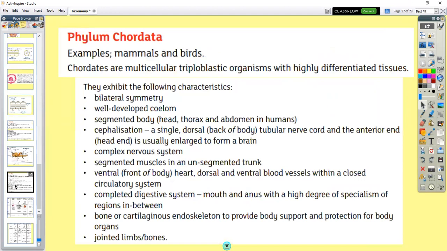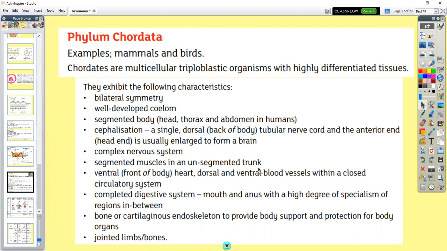Okay, final phylum to look at is the chordates, which are essentially things with a backbone. So looking at mammals and birds, again, they show bilateral symmetry, a well-developed coelom, which allows room for digestive systems, nervous systems, etc. They have a large brain and spinal cord. Again, can be segmented into head, thorax, and abdomen. Complex nervous systems are mentioned.